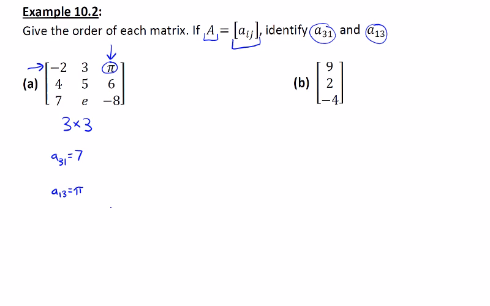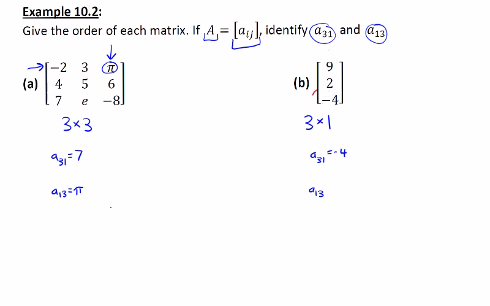For part B, we have another matrix, and this one has 3 rows with just 1 single column. So this needs to be represented as a 3x1 matrix. So remember, it's the row, then the column. And then we're expected to look for the A31 entry as well as the A13 entry. So looking at A31, that's going to be the 3rd row and the 1st column. So I see that I have the value -4 there.